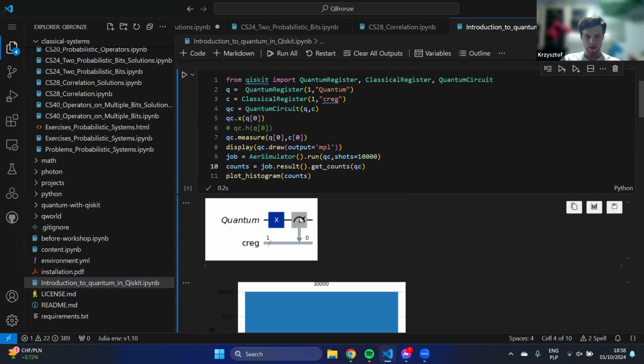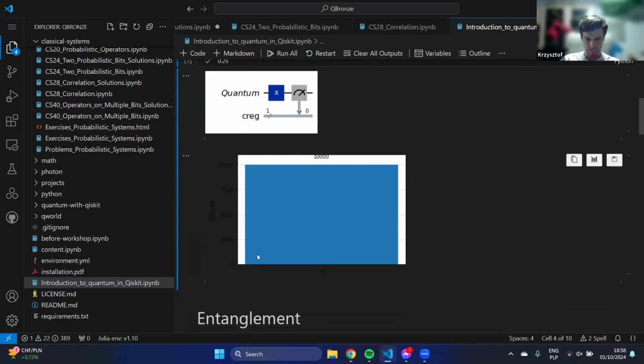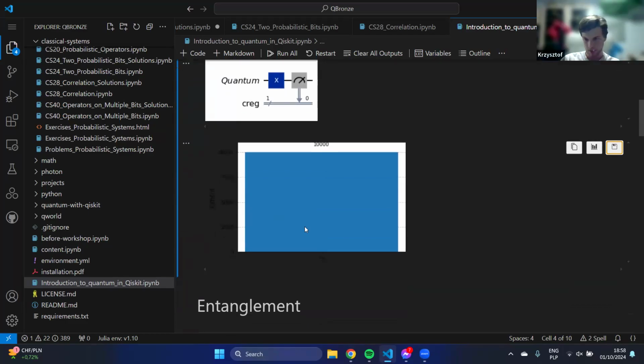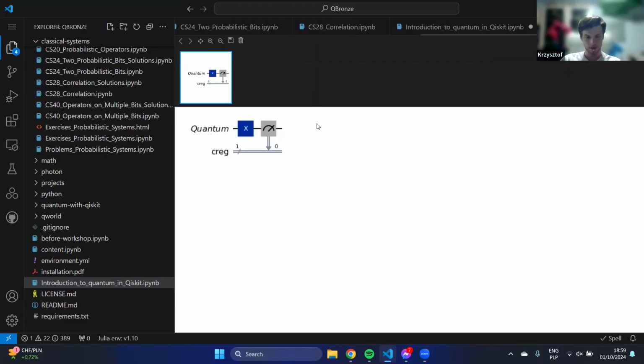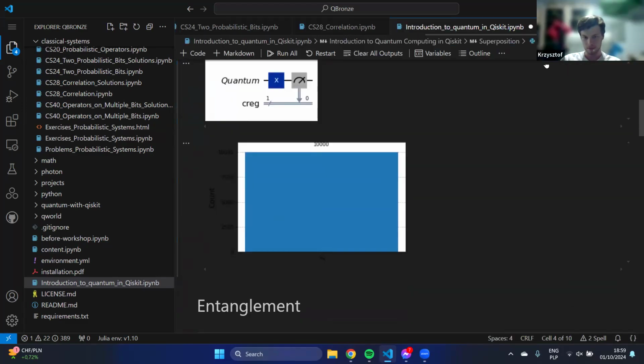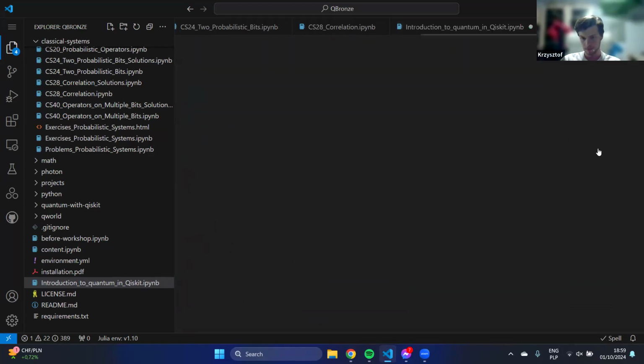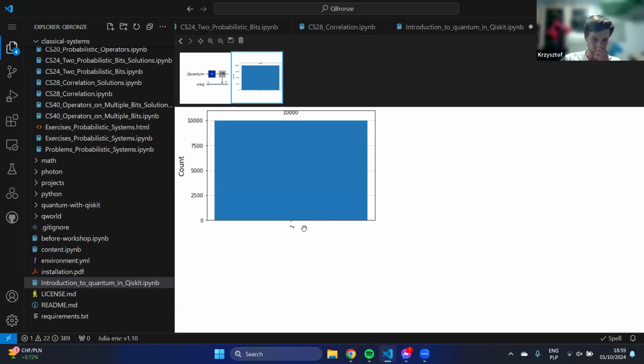Okay, so now I have my circuit. I apply the X gate, and now I can see. Actually, you cannot see in this example. Maybe I can try to expand this image. Sorry, this one. I want to expand this image. Yes, now you can see that all the measurements are in state 1. All the qubits we measured after applying this X gate are in state 1.